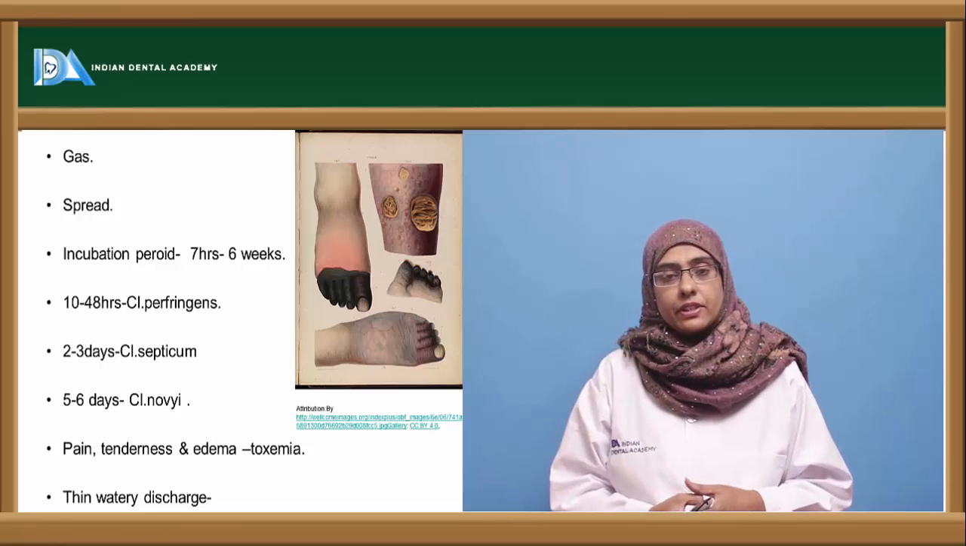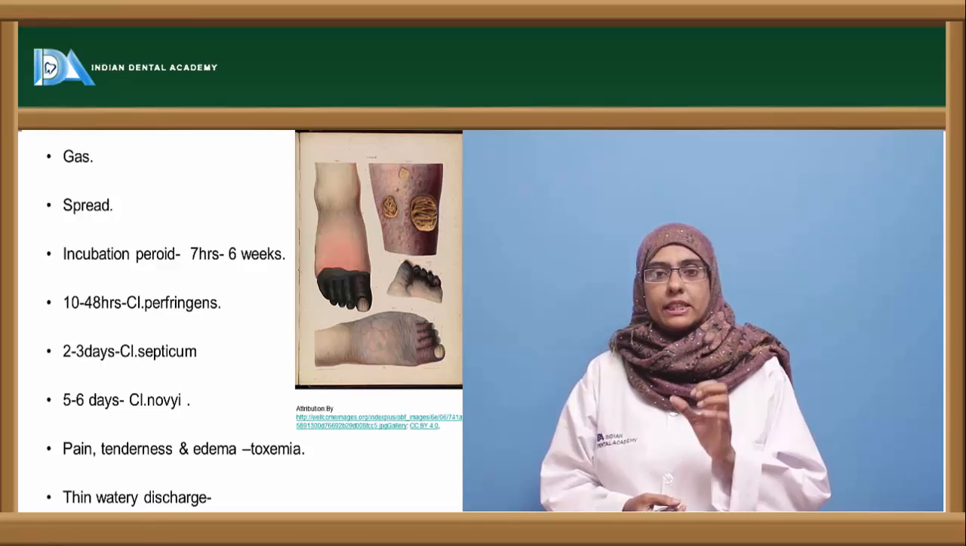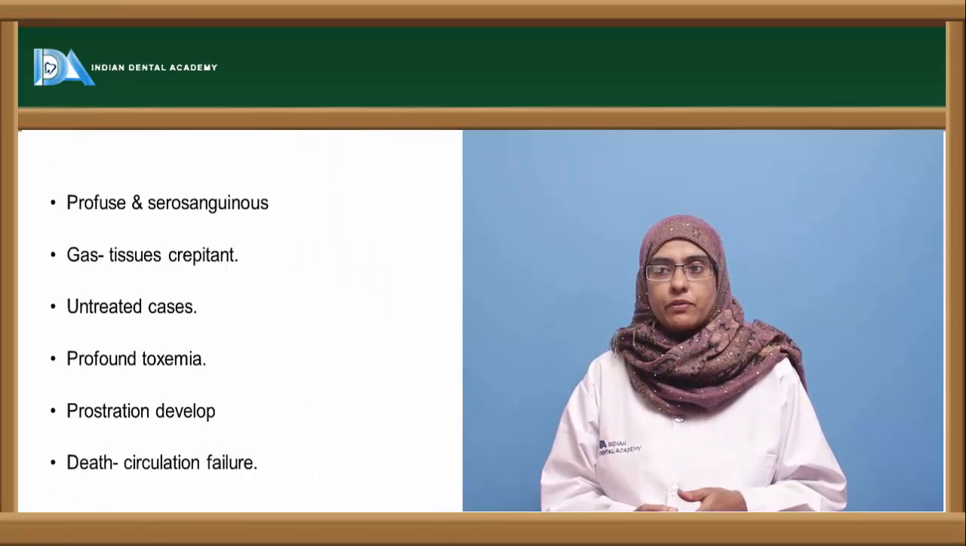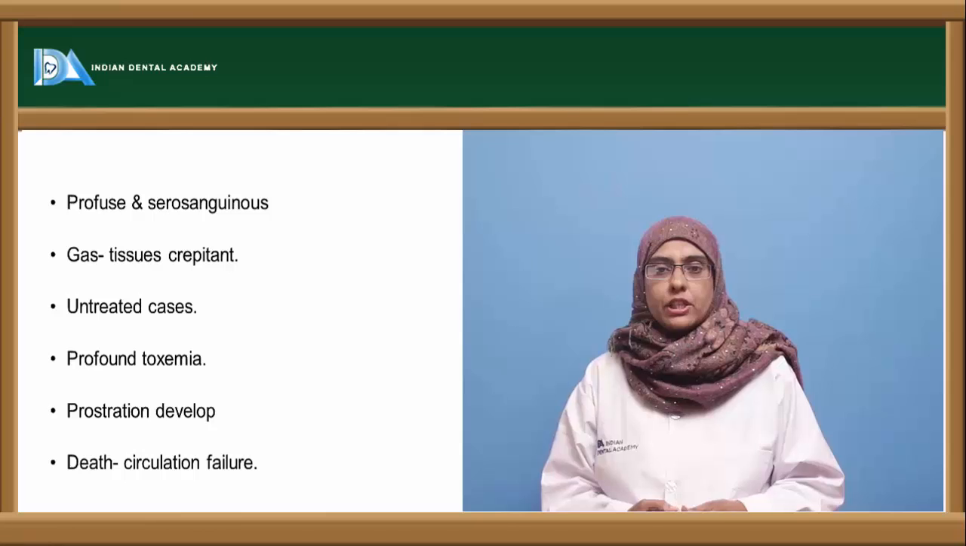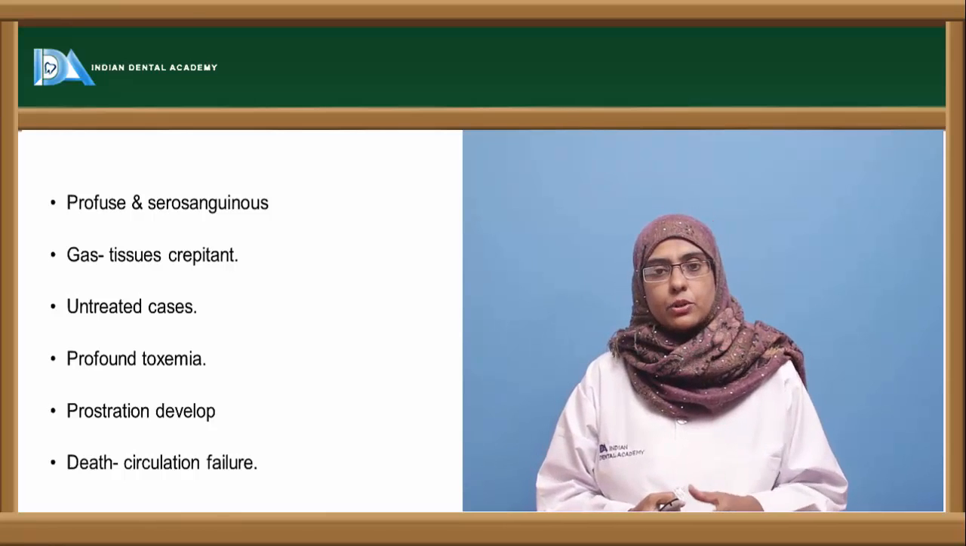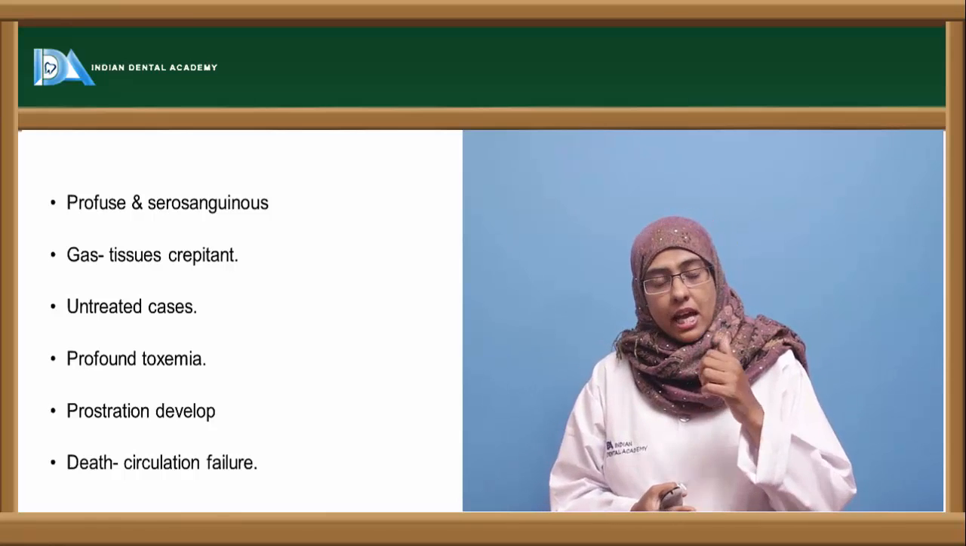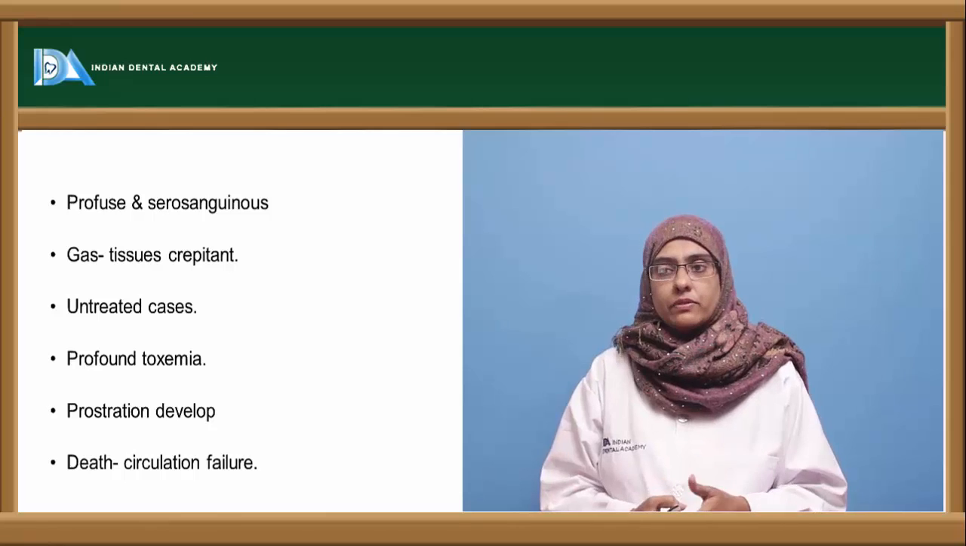So the characteristic feature of this disease is the release of a thin watery discharge, which later on becomes profuse and serosanguinous, consisting of blood and other fluid. And the presence of gas in the tissue makes the tissue crepitant, that is, making a crackling type of sound, which again is helpful in the spread of the infection.